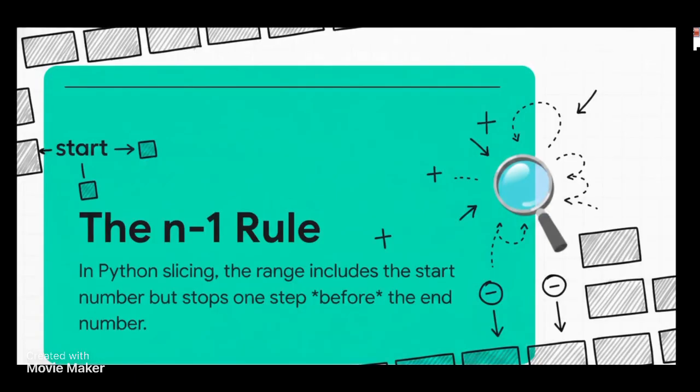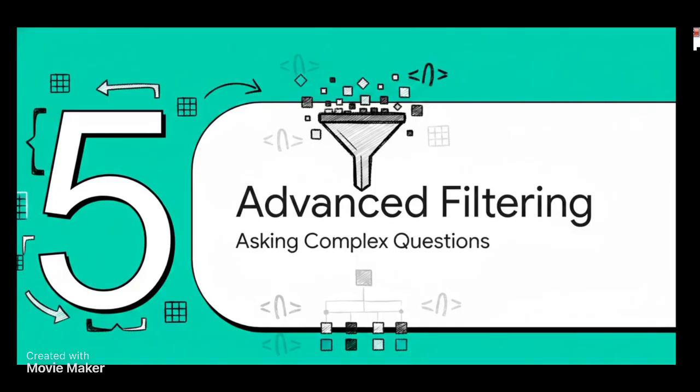This, my friends, is the all-important n-1 rule. You have to burn this into your brain. In Python, a slice includes the start number, but it stops one step before the end number. So 2 to 5 doesn't mean 2 through 5. It means 2, 3, and 4. It's weird, I know, but once you get it, you've got it for life.